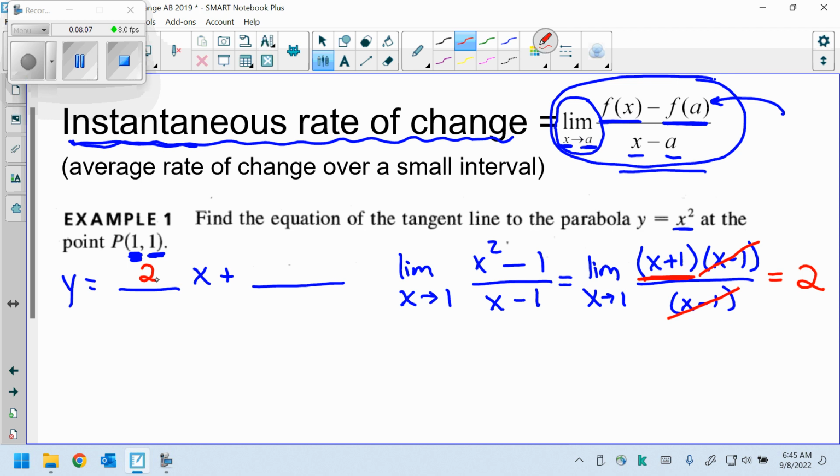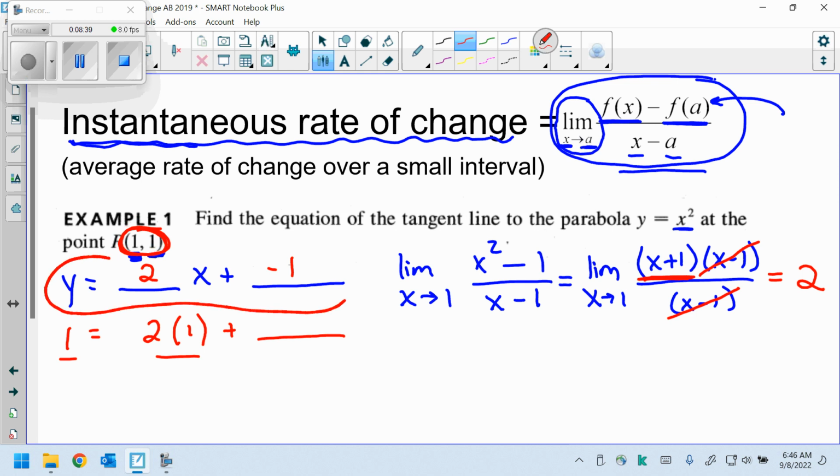Now we got to find the y-intercept. And to find the y-intercept, you always plug in a point. Well, this is the one point that I know is on the tangent line. Tangents only hit at one point, and they'll tell us what that one point is. So the y value equals the slope times the x value plus how much? Well, 1 equals 2 plus... we got ourselves the equation of the tangent line at the point 1, 1.